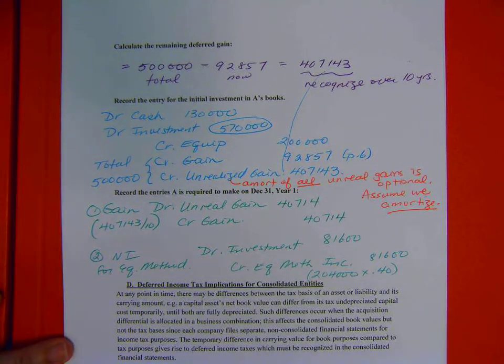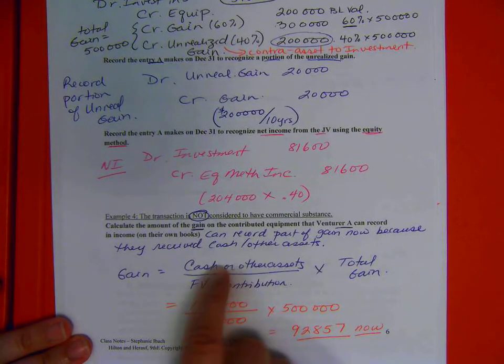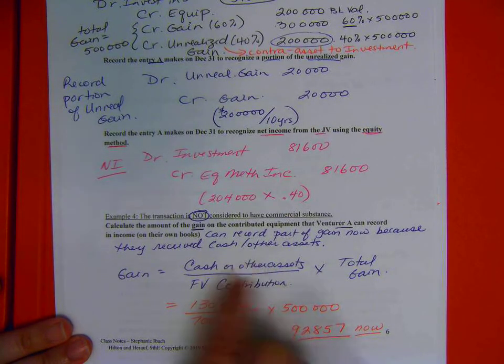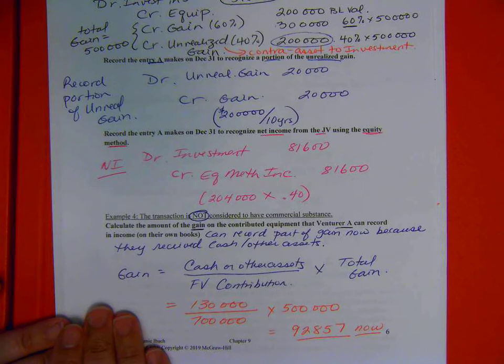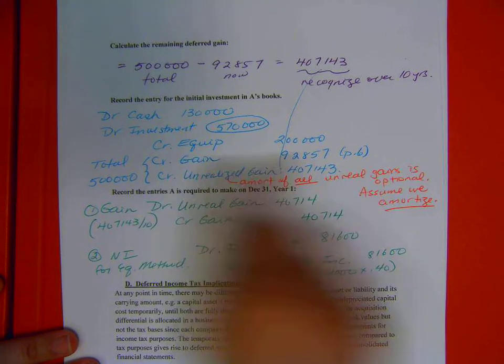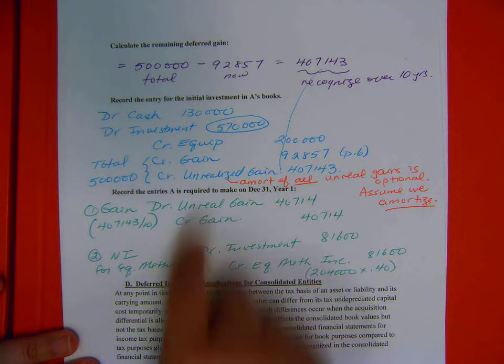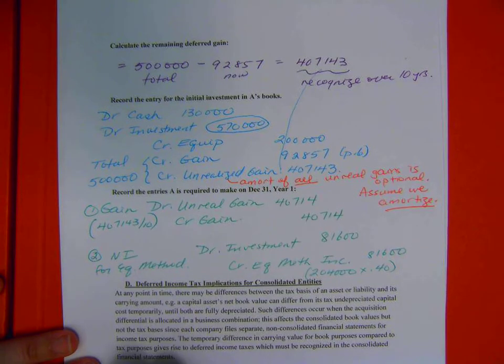Now notice on page 6, if you didn't receive any cash or other assets, what would the percent be? It would be 0. So how much gain could you record right away? 0. In that case, this little entry, there would be no gain, it would be 0, and everything would be unrealized, and then you do the amortization. So hopefully that makes sense to you guys.